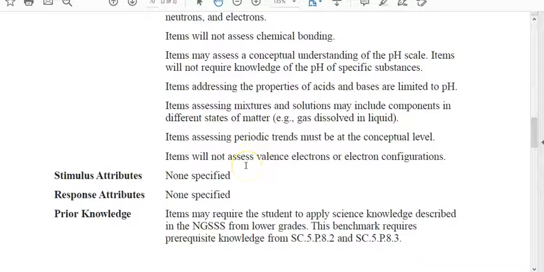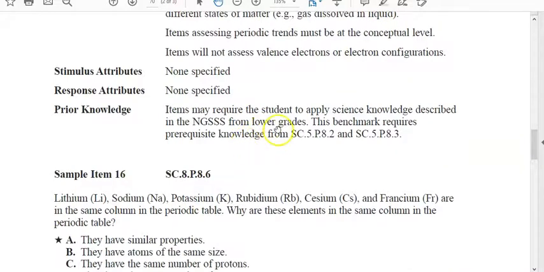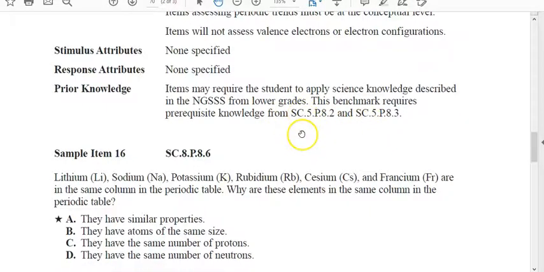The response attributes define characteristics of the options from which a student must choose to answer the question on the state assessment. So prior knowledge, this is nice to know on what grade levels, grade 5, and some related content that they may have been exposed to before they got to your class.